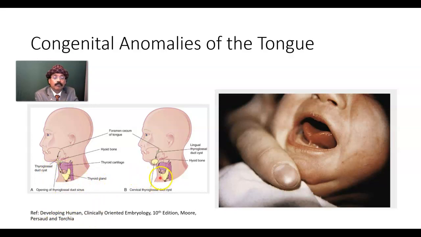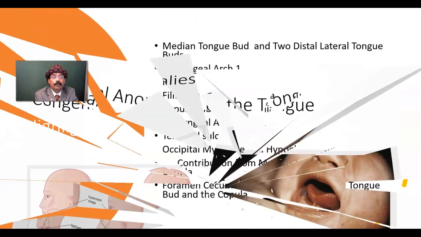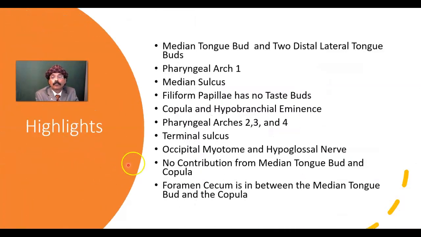So there may be constant collection of fluid here. There may be discharge of fluid if there is any fistula there, or there may not be any thyroid gland here. The thyroid gland may be inside the tongue, and that may be functional. We call it lingual thyroid. Or it may be partly in the thyroid position, partly in front of the trachea. That is also possible. Okay, so we have some highlights: the median tongue bud and two distal lateral tongue buds.